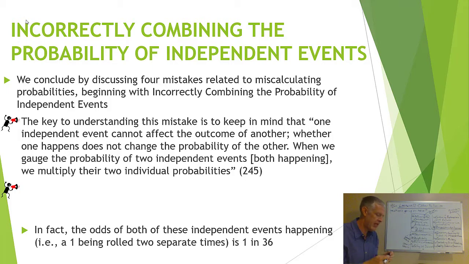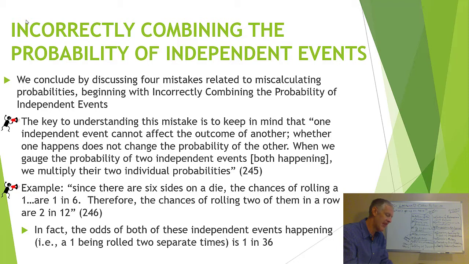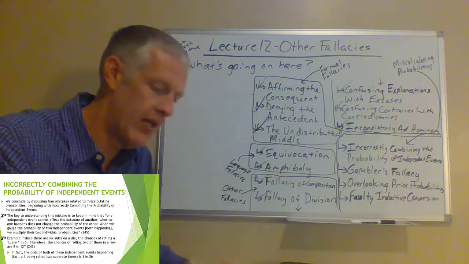So what kind of mistake are we talking about here? I really like their example. I think it's very helpful. So this comes from page 246. Quote, "Since there are 6 sides on a die, the chances of rolling a 1 are 1 in 6, or 16.7%. Therefore, the chances of rolling 2 of them in a row are 2 in 12." Okay? That's a mistake. The math just doesn't follow. They're incorrectly combining the probability of independent events, right? And in those cases, we have to multiply, as they said earlier, right?